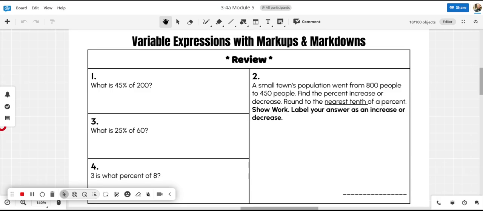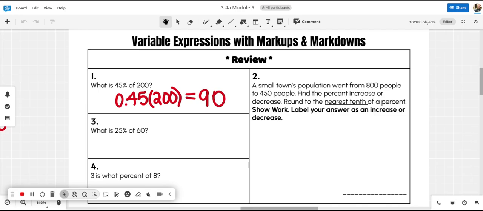So 45% of 200. Thinking about 45% as a decimal, we have 0.45. Remember, the word "of" is multiplication. 200. So take a minute, multiply those in your calculator. Hopefully you get 90. All right, moving on. I'm going to go down to 3 and 4, then I'll go back to number 2.